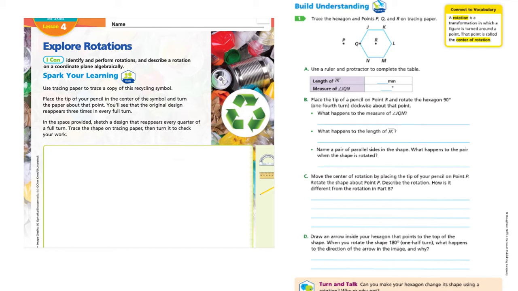When you rotate the shape 180 degrees, a half turn, what happens to the direction of the arrow in the image? Where is it now? Is it in the same place? Is it in a different place? And why did that happen? So go ahead and do those things, pause the video, work on that.